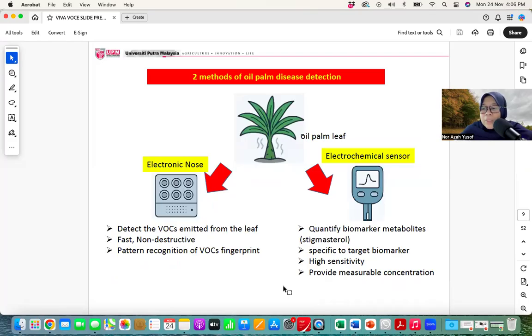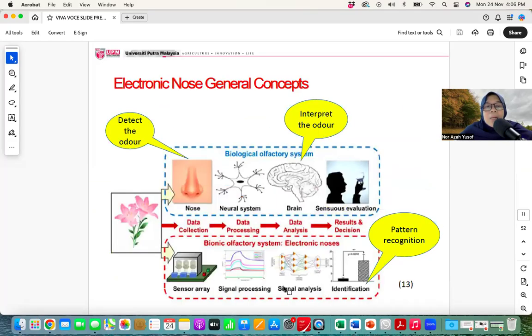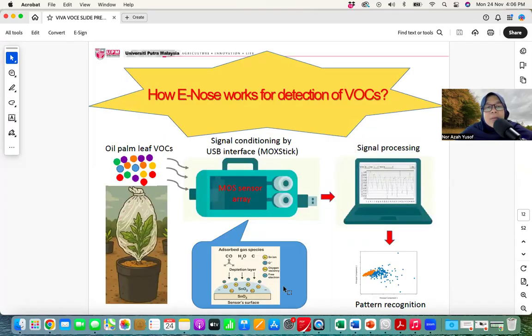When we started to do this, of course, we are using eNOS to avoid destructive sampling. We want to have non-destructive detection, by sniffing the VOCs, the metabolites from the leaves. We do not want to poke the tree to sample and then bring it to the lab, because that will injure the tree, which they don't want to happen.